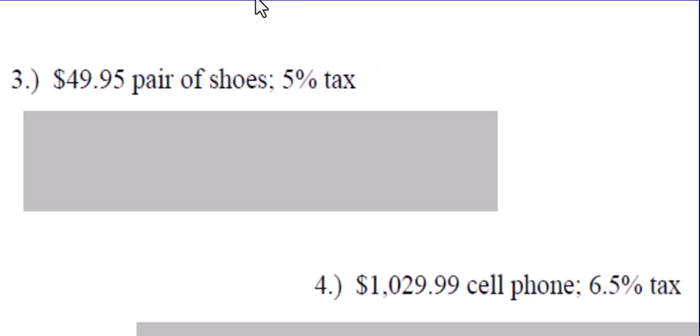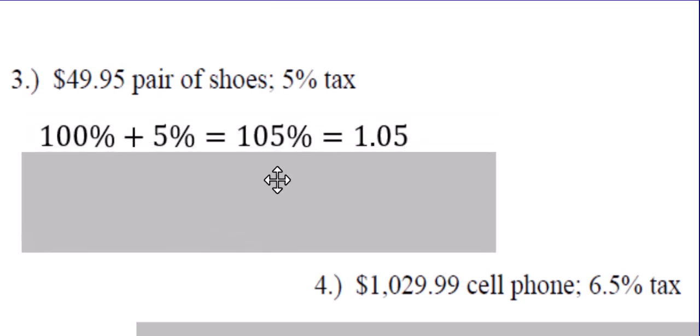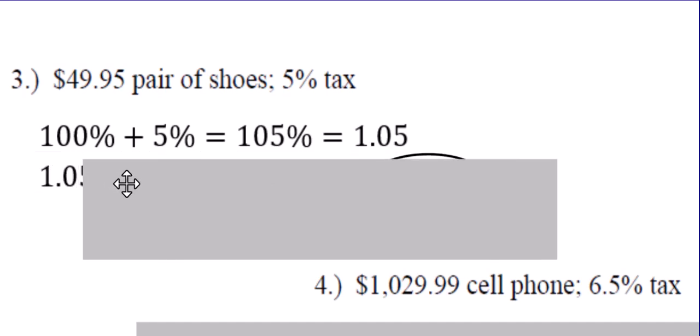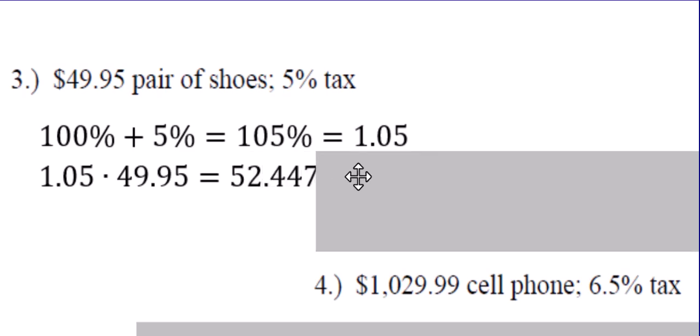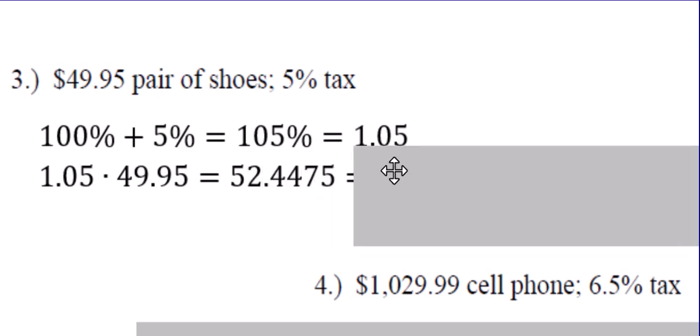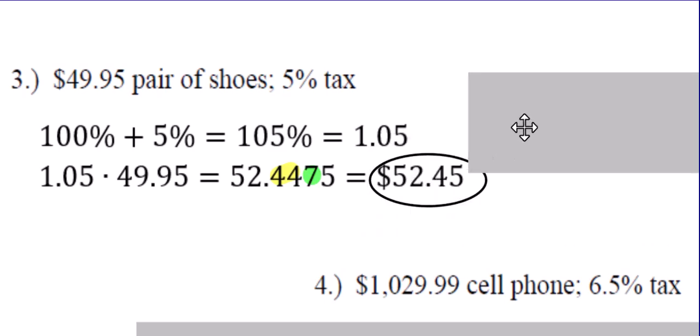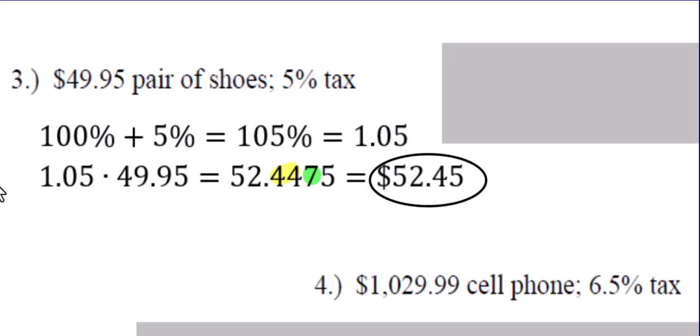All right, let's take a look at number 3, $49.95 pair of shoes, 5% tax. 100 plus 5 is 105%. That is 1.05. Take 1.05 times $49.95. This one's also going to get us a decimal. We get 52.4475. So because we have 44 cents followed by a 7, that is going to round up to 45 cents. So $52.45.